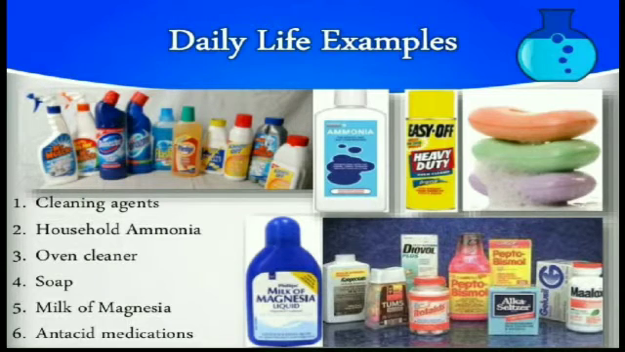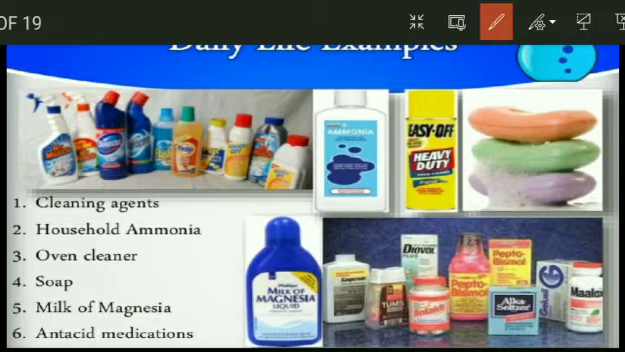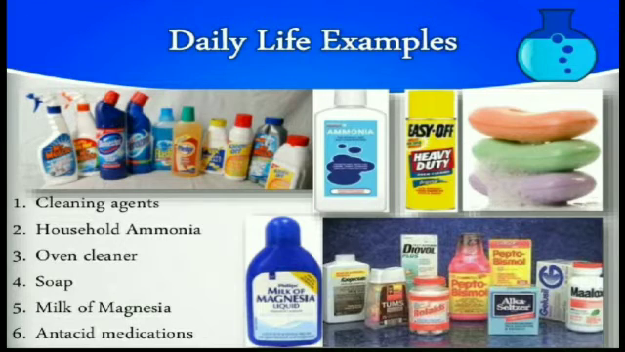So daily life cleaning agents: household ammonia, oven cleaner, soap, milk of magnesia. What is milk of magnesia? Milk of magnesia is nothing but an antacid, which we take when we feel stomach burning or indigestion, gas. All these are examples of bases. Remember, the soaps we are using are also mild bases. These are the daily life examples for bases. Okay children, these are the bases.